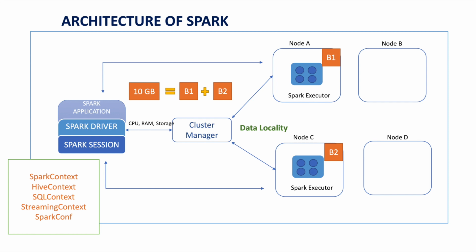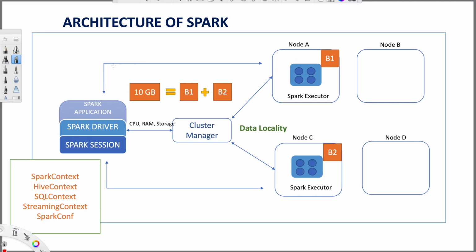So this is going to be the complete architecture of Spark, which contains the Spark application, Spark driver, Spark session, a cluster manager, and the worker nodes and Spark executors running inside the worker nodes. Now let us see what happens if something in this architecture fails. The first failure would be the Spark executor failure.